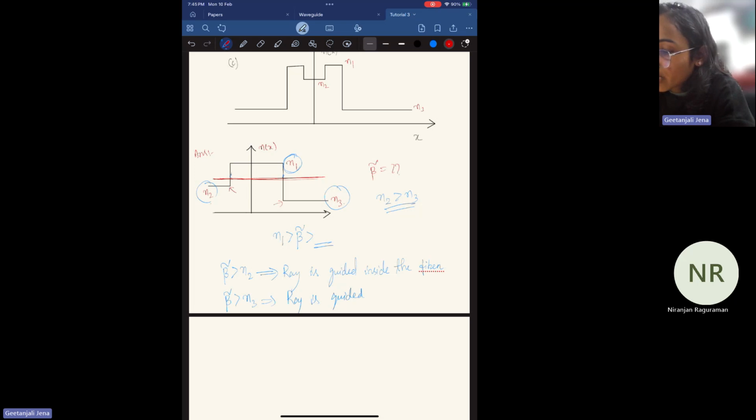But if you take a value here, that is beta greater than N3. So if you consider a region here, here beta is greater than N3, right? Here this is beta, it is greater than N3. But beta here is less than N2. In this region, beta is less than N2. And what does this condition correspond to? Refracted by. Sorry.